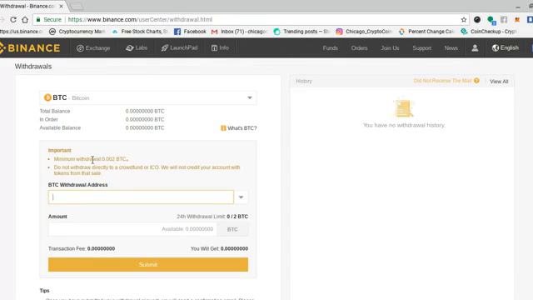Now, important, you have a minimal withdrawal balance of 0.002 BTC. Keep that in mind. There is a minimal withdrawal balance. Do not withdraw directly to a crowdfund or ICO. We will not credit your account with tokens from that sale. Always remember that. Do not withdraw directly to a crowdfund or ICO. Withdraw to a separate wallet, and then withdraw from that wallet to the crowdfund or the ICO you want to participate in.